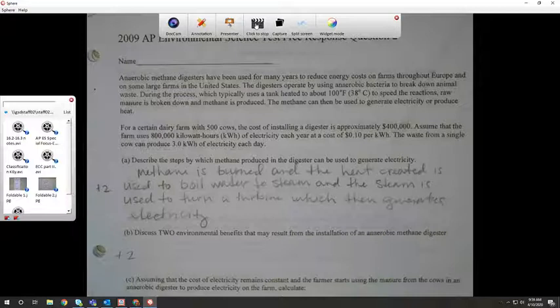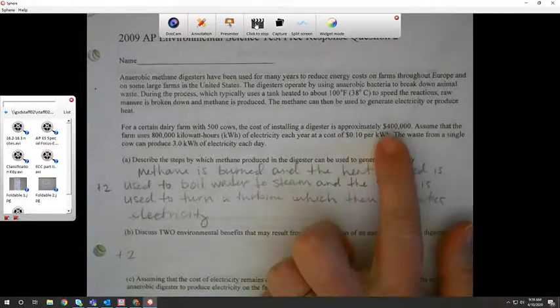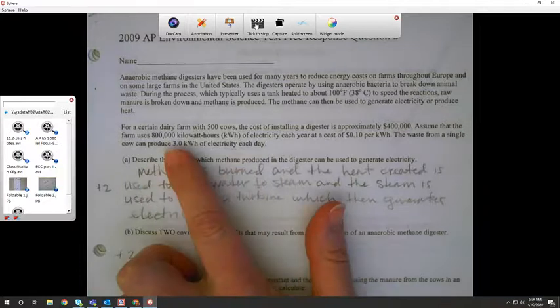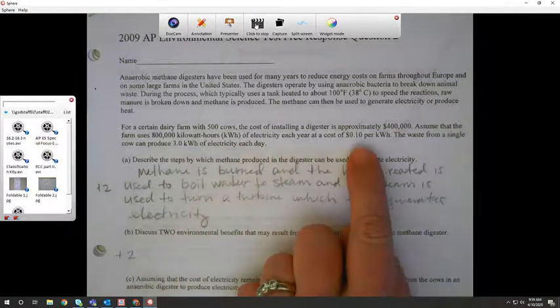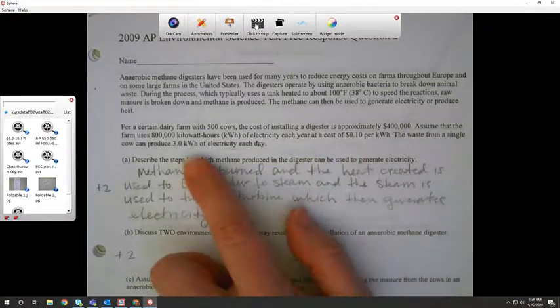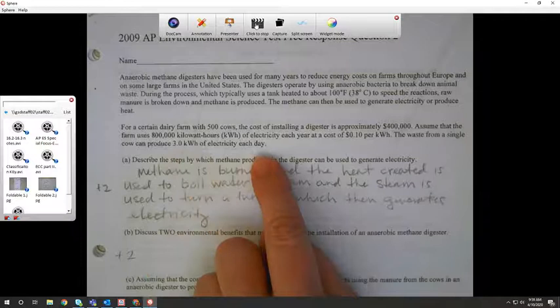So we have a dairy farm with 500 cows. The cost of installing the digester is approximately $400,000. So assume that a farm uses 800,000 kilowatt hours of electricity each year, and that cost is 10 cents per kilowatt hour. The waste from a single cow can produce 3 kilowatt hours of electricity each day.